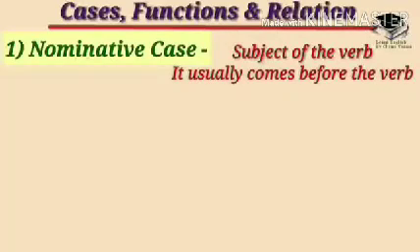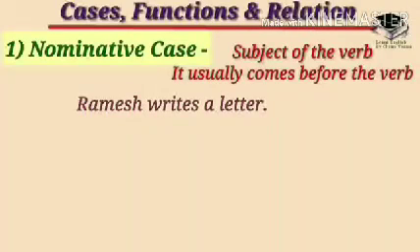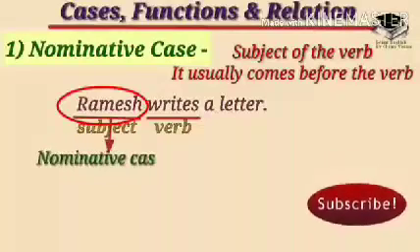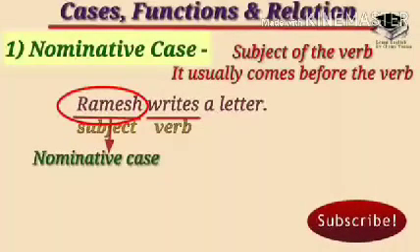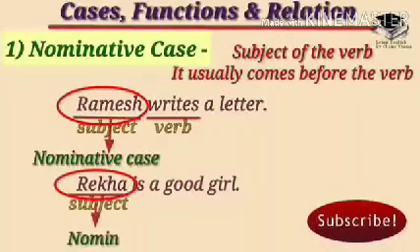It usually comes before the verb. Try to understand by use of an example. Ramesh writes a letter. Write is the verb and Ramesh is the subject, and Ramesh is known as nominative case in this sentence. Understood? Second example, Rekha is a good girl. So Rekha is the subject and Rekha is also known as nominative case.